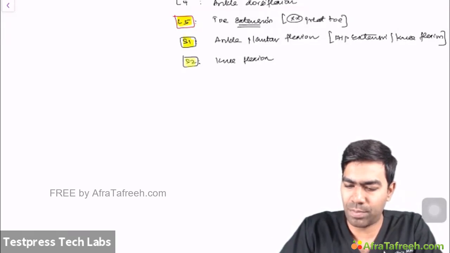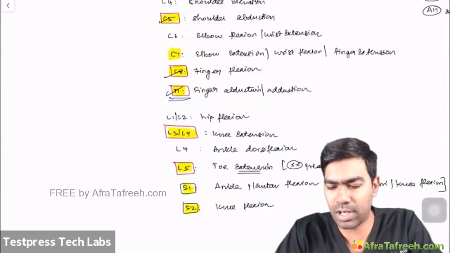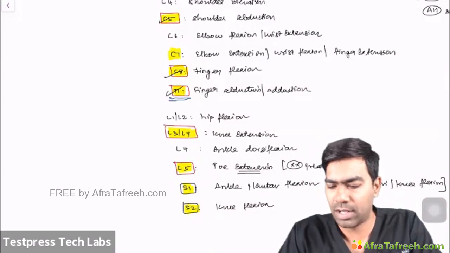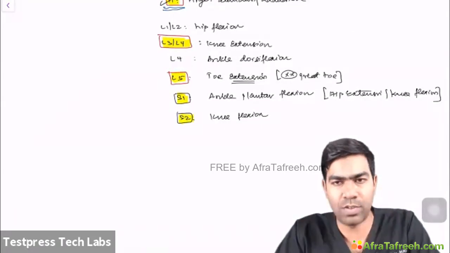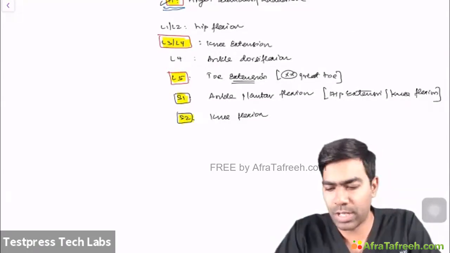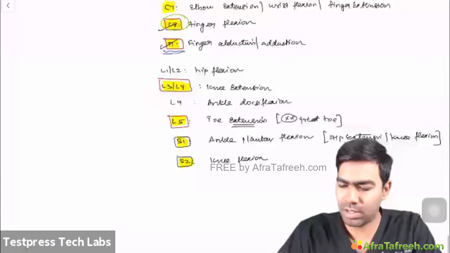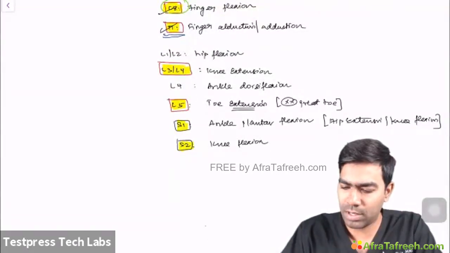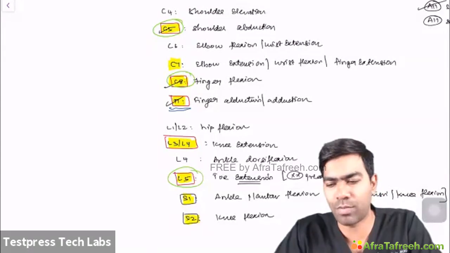So whatever I have marked in yellow here are the most important nerve roots for exams. C5, don't forget, is shoulder abduction, C8 is finger flexion, T1 is finger abduction and adduction, L3, L4 is knee extension, L5 is great toe extension, S1 is ankle plantar flexion, and S2 is knee flexion. And out of all these, if you want to pick only 2 or 3 to know for exams, of course shoulder abduction, then I'll go for finger flexion, and I'll go for probably L5, great toe extension. If you want to pick only 3 among these, I'll say these 3 are the most important for exams.